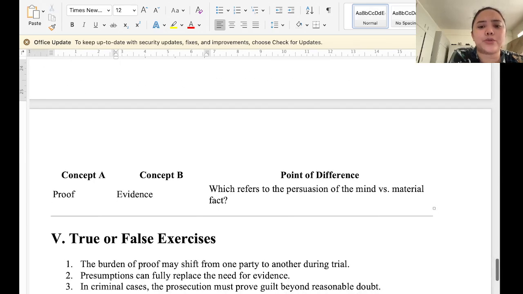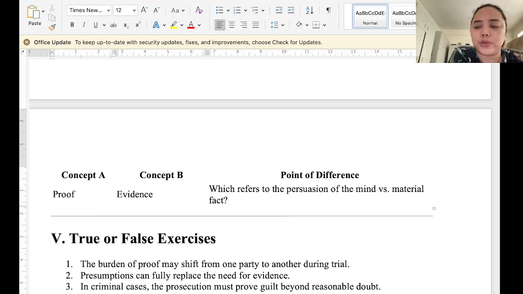Proof and evidence: which refers to the persuasion of the mind versus material fact? Material fact, of course, is your proof, while evidence is the persuasion of the mind. Is that right? Okay? I'll leave that to you as an exercise.